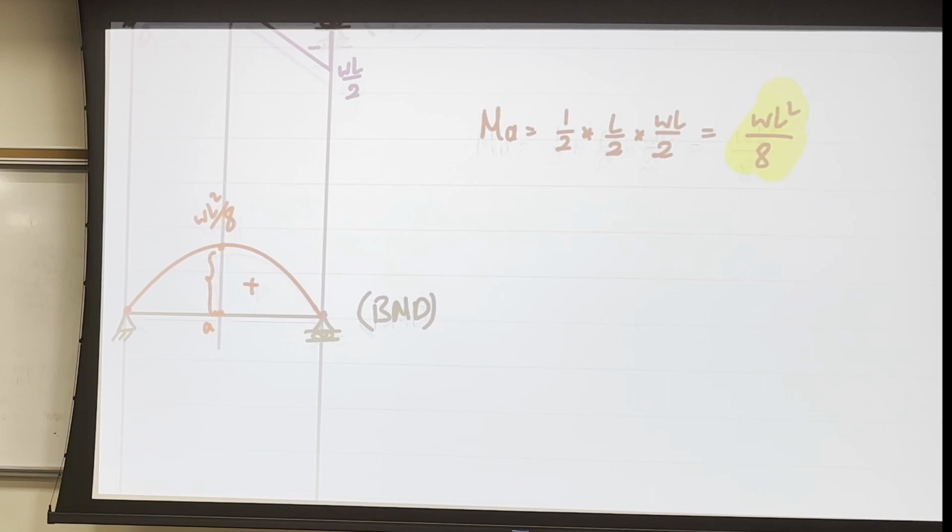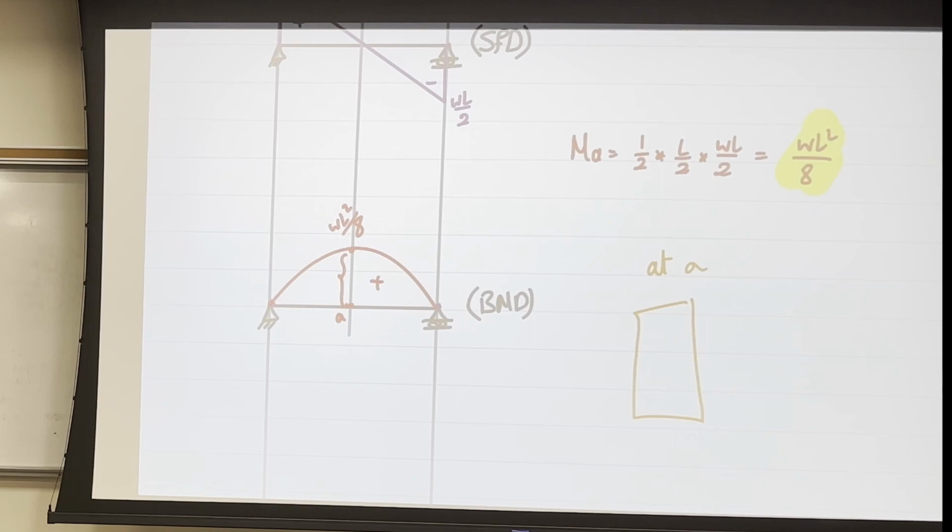Same here as well. At A, the beam, I'm going to put the arrow up.